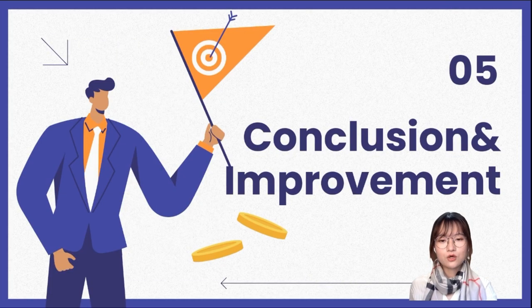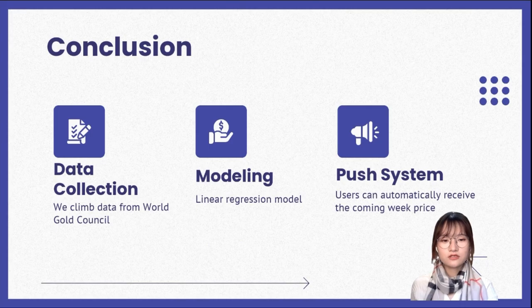Last part is conclusion and improvement. I will summarize the whole process of our project. We got the data from the World Gold Council, where we form the moving average price for the past 2 to 60 days period. What's more, we tried different models, but we find that the linear regression model is most accurate to predict the gold price.